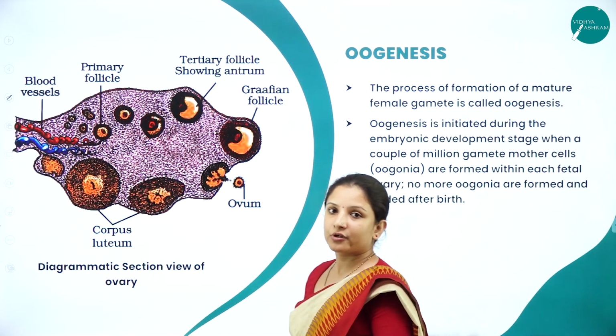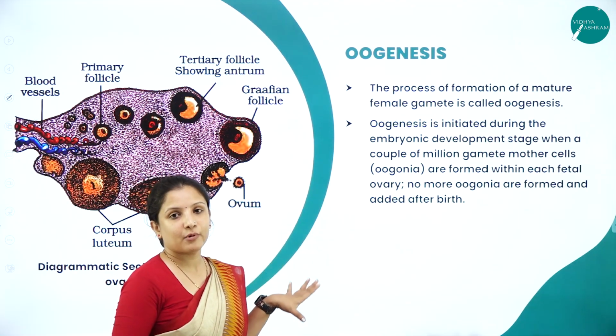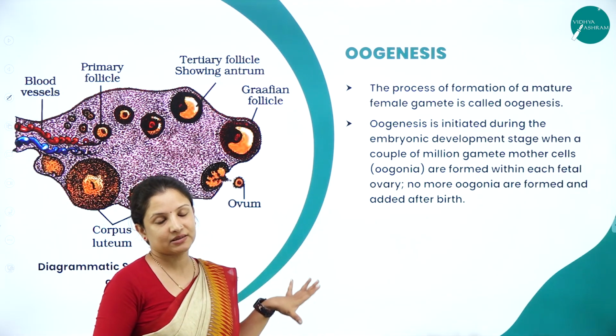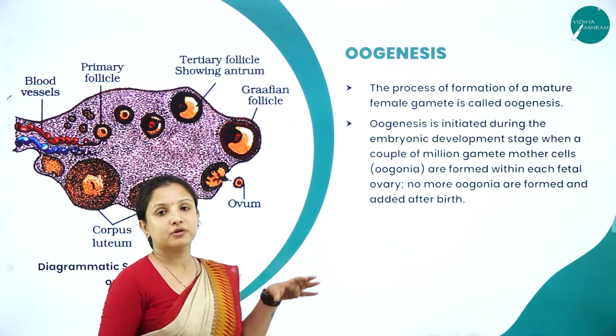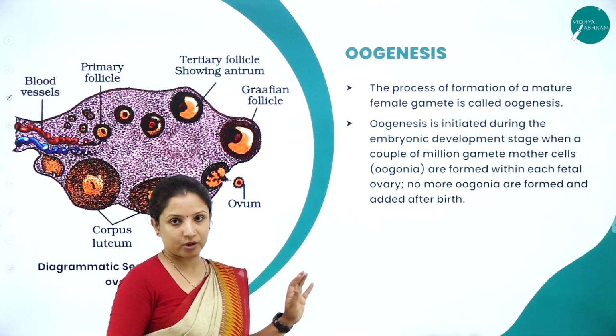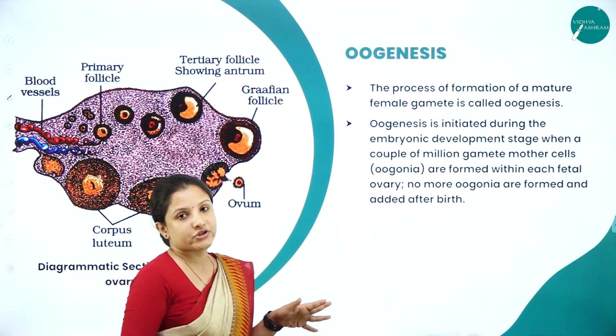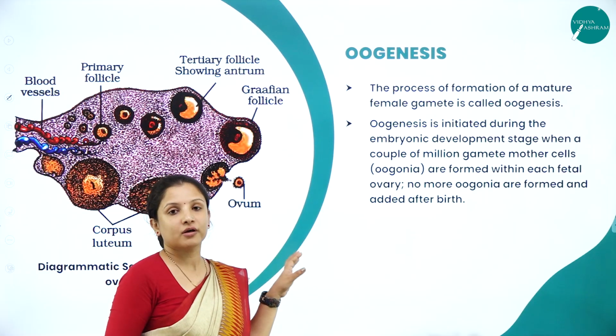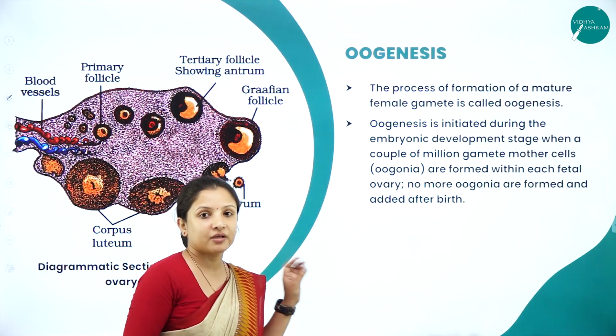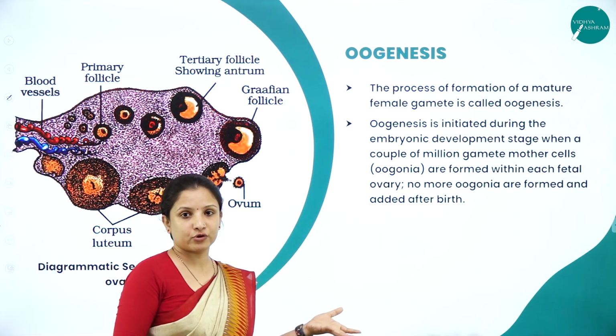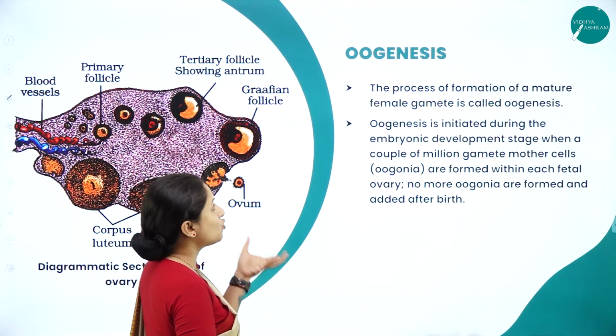So next, let's look into oogenesis. We studied what happens inside the male testes, how the formation of the sperm or spermatogenesis happens, all that we got to know. Now let's look into oogenesis. It's about the female. That is, what happens in the female reproductive system, how the egg is produced, we will look into. Now this is oogenesis.